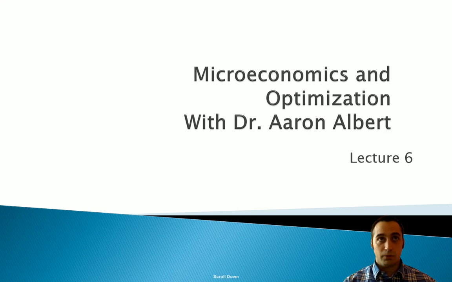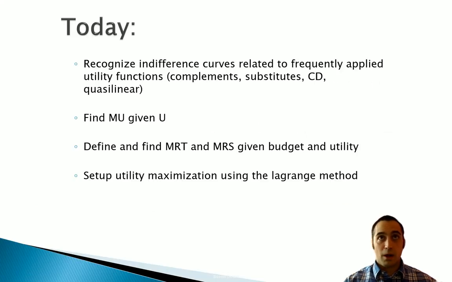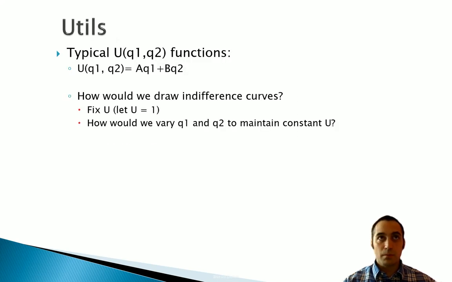Let's learn some economics. So today our goal is to talk about the different utility functions, namely complement, substitutes, Cobb-Douglas, and quasi-linear, and map between their functional form and the actual graphs that we've been working with. We're also going to figure out how to find the marginal utilities given these functions, find the marginal rate of transformation as well as marginal rate of substitution, and finally set up the utility maximization problems that we've been working towards all along. So first let's start off with the usual suspects, as I call them, the different functional forms we'll use all the time.